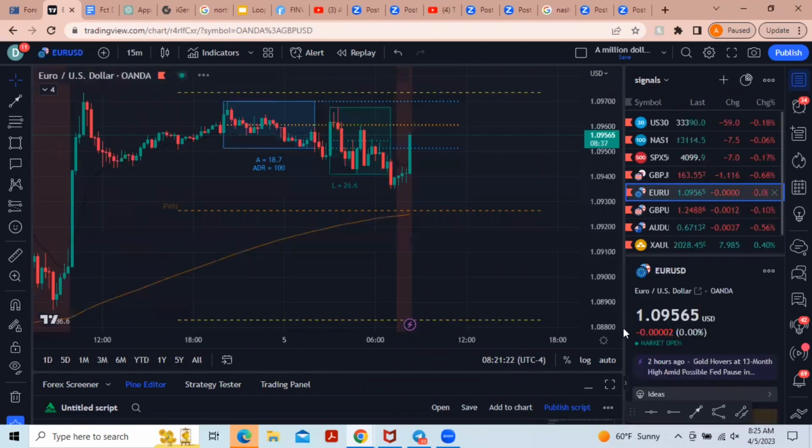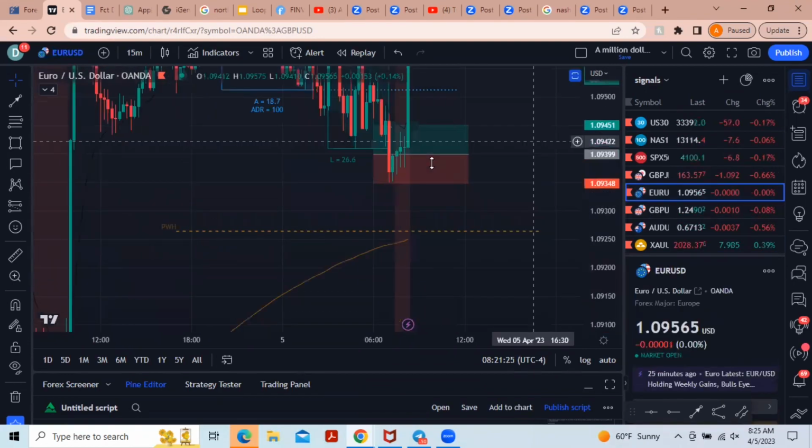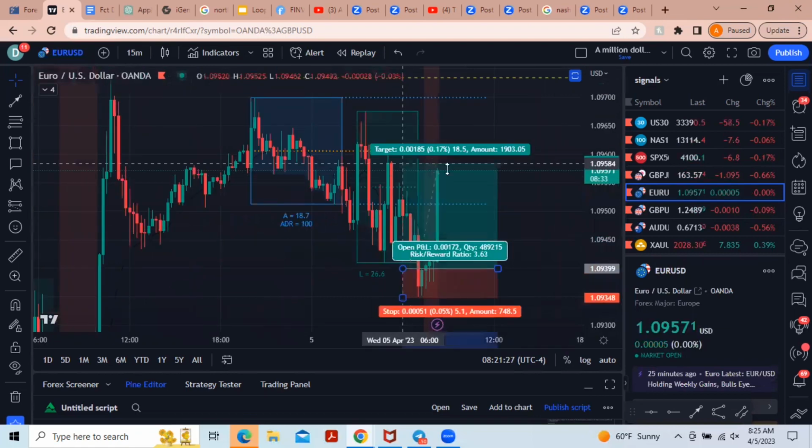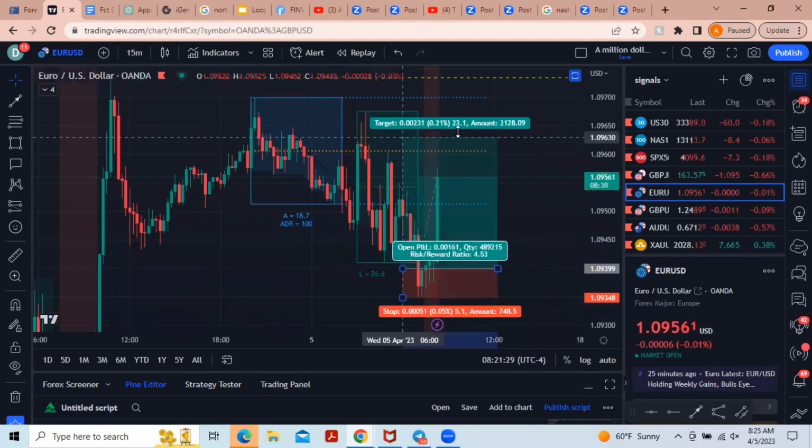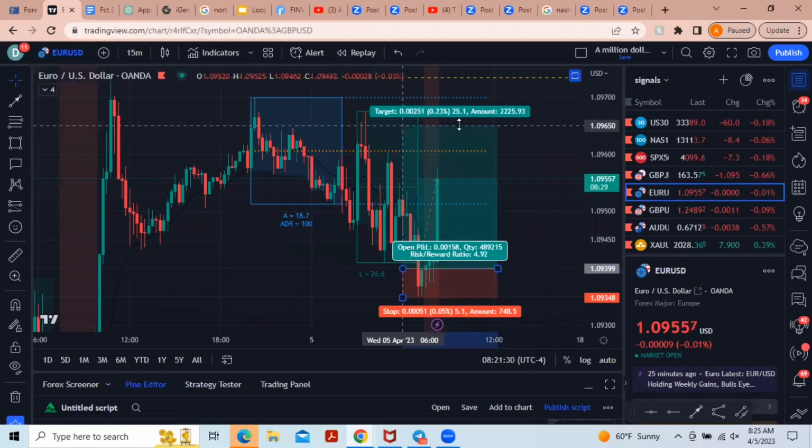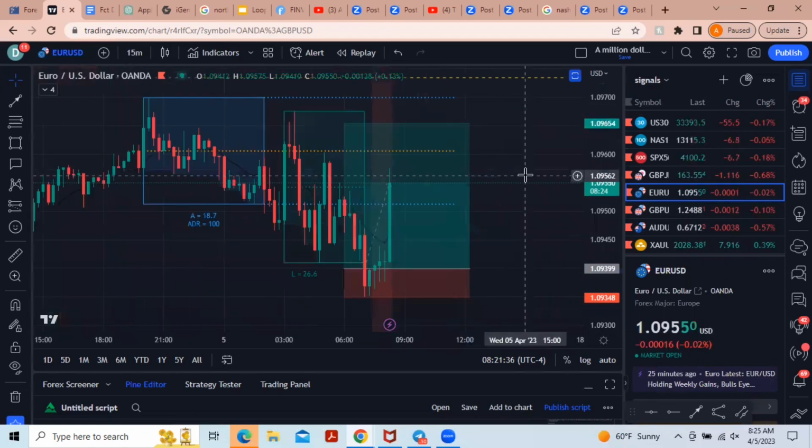Let's take a look at Euro USD right now. Look what Euro USD is doing. We still flying. When I wanted to get to this TP up here, I definitely wanted to get up to that final TP.